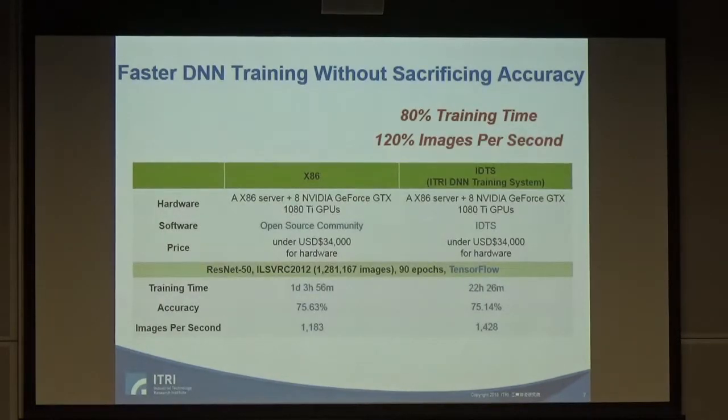For TensorFlow, another popular DNN framework, we can have an 80% training time reduction and achieve a 120% image performance enhancement.